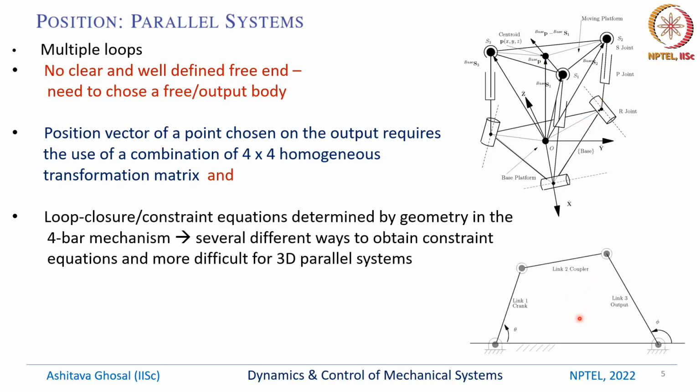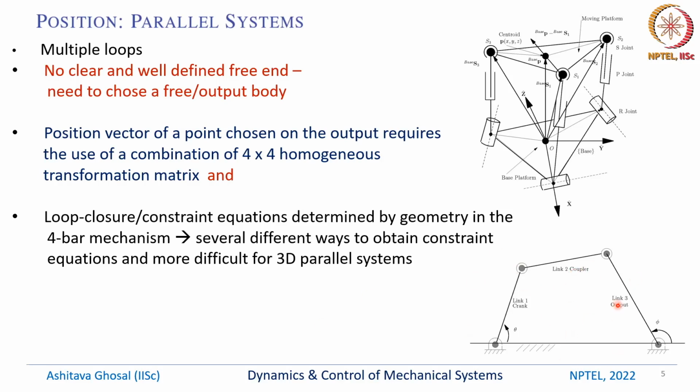Okay, so for example, in this simple parallel mechanism, which is a 4-bar mechanism, there are 4 links. One possibility is this is the input and this is the output. So we have basically one single loop and it is in a plane. It is the simplest possible parallel system, and we can say that this is my output. Somebody else can say that this second link, link 2, which is sometimes called the coupler, is the output.